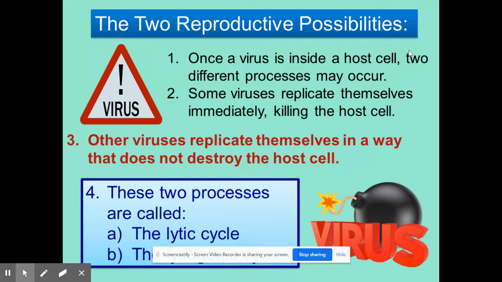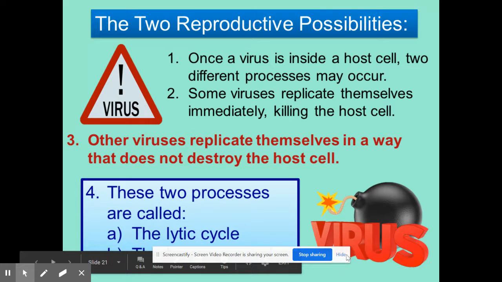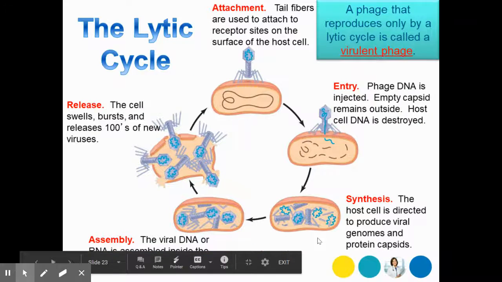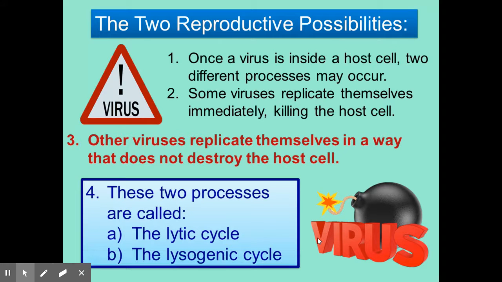There are two reproductive possibilities. Once a virus is inside a host cell, two different processes may occur. The first one, which is labeled number 2 here, some viruses replicate themselves immediately, killing the host cell. However, other viruses replicate themselves in a way that does not destroy the host cell, or at least not right away. These two processes are called the lytic cycle or the lysogenic cycle.